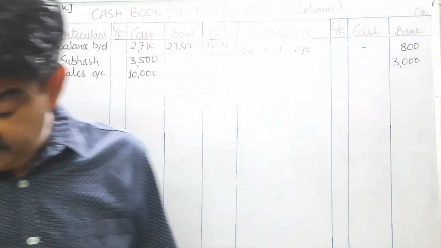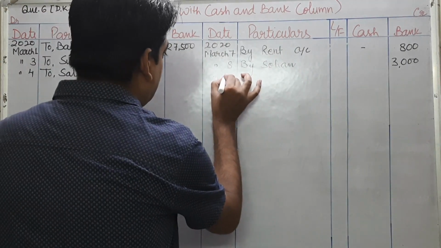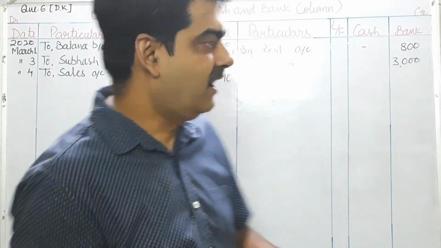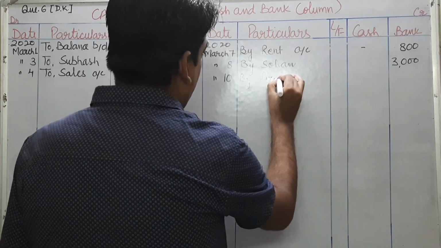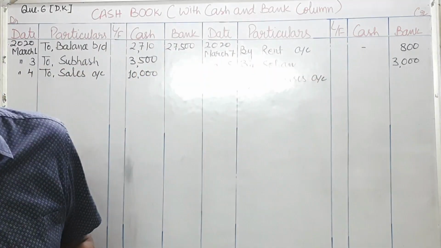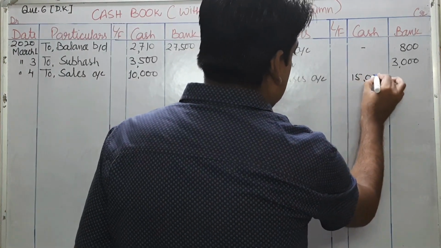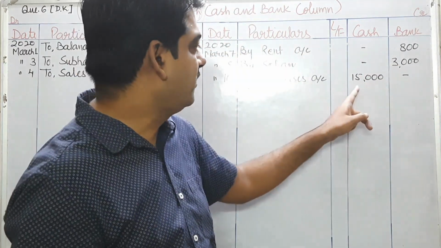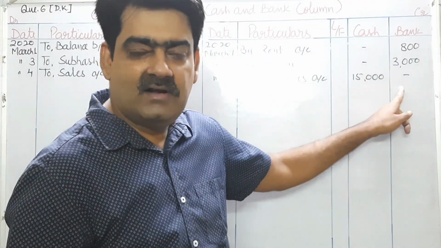Okay, now the next transaction is March 10, bought goods for cash. So on March 10 we are purchasing goods for cash. Our journal entry will be purchases account debit to cash. Again it's a payment. So the treatment will come in the credit side by purchases account, and we are paying 15,000 rupees. This is our cash purchase of goods. So the treatment will come in the cash column. Always remember this thing, because we are purchasing goods for cash, the treatment will come in the cash column. And if we make payment through check, in that case the treatment will come in the bank column.